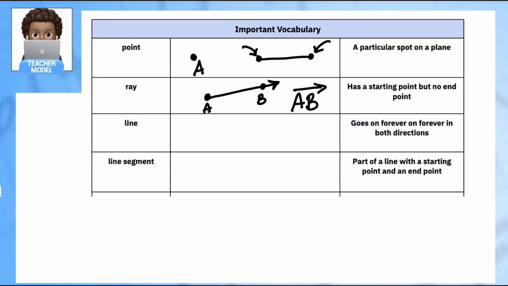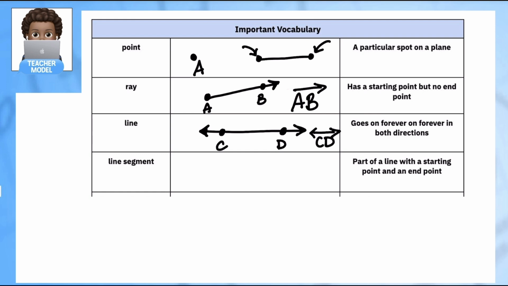A line goes on and on in both directions. I'll have 2 arrows at the ends to show it goes on and on forever. So even if I put some points there, let's say I have C and D, I might call this line CD. And I'll draw it like this, so a line and a little arrow on top.